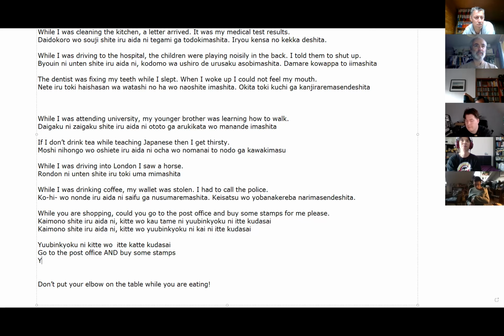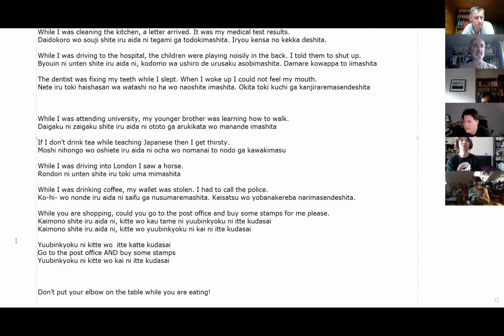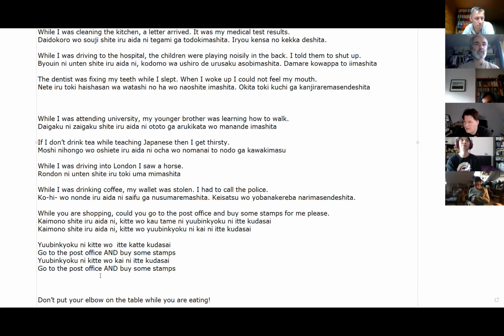But if you say yubin kyoku ni kitte o kai ni itte kudasai, this means go to the post office to buy some stamps. So in terms of just sounding natural, this sounds a bit more like I'm asking you to go to the post office for the purpose of buying some stamps. This one is fine, but it sounds like go to the post office and go and buy some stamps as well.